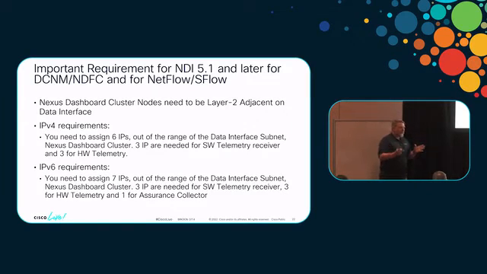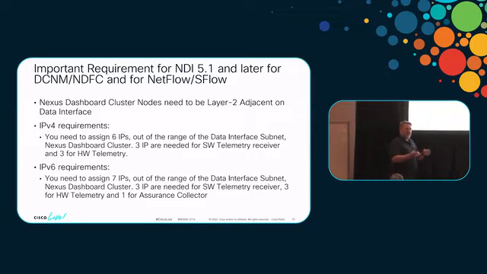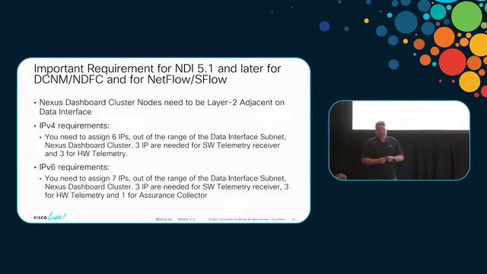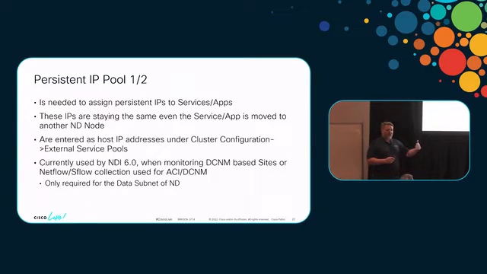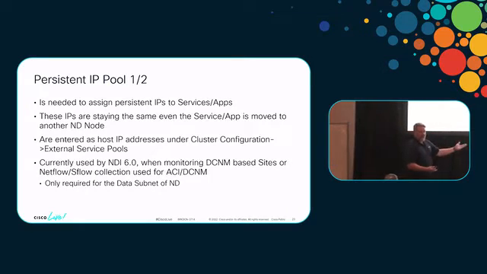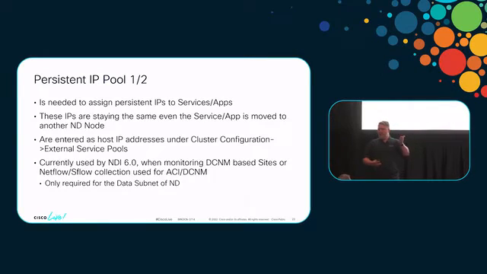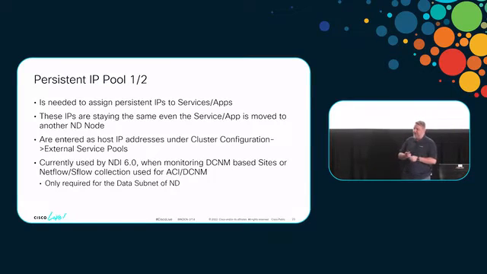Right? So these persistent IPs are used starting with NDI version 5.1 when you use NetFlow or sFlow streaming, or you are leveraging NDI for DCNM or NDFC-based fabrics. You need these persistent IPs. You define a pool, and these are assigned to the containers by the creation of the application and stay with that application until it is deleted. This makes sure that the telemetry destination is always the same IP, even if it is moved around your environment. These persistent IPs you can either assign to the management interface or to the data interface. For most use cases, it is used at the data interface.